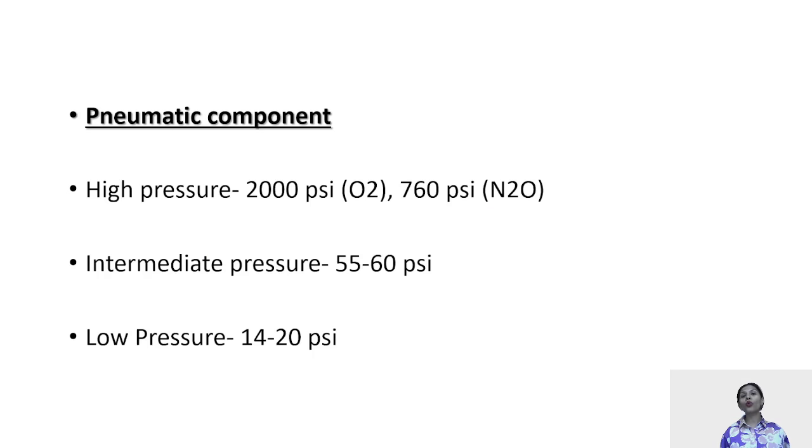Now moving forwards to your pneumatic component of the anesthesia machine. When we talk about pneumatic components, it is divided into three parts. High pressure, which is going to deliver a pressure of, talking about the main gases that we use, and these are the pressures you all have to remember. 2000 psi is the pressure of the oxygen cylinder generally that we use on our anesthesia machine.